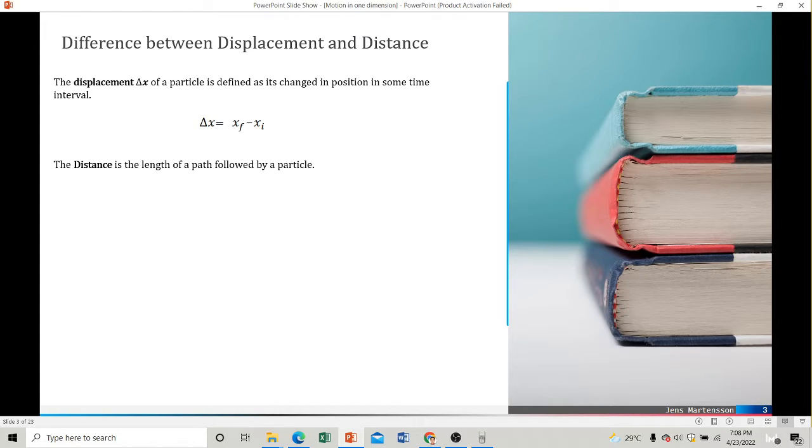And the displacement is the final change in position. For example, you walk 5 meters, then go back in the opposite direction 2 meters. So your measurement for the displacement is equal to just 3 meters.